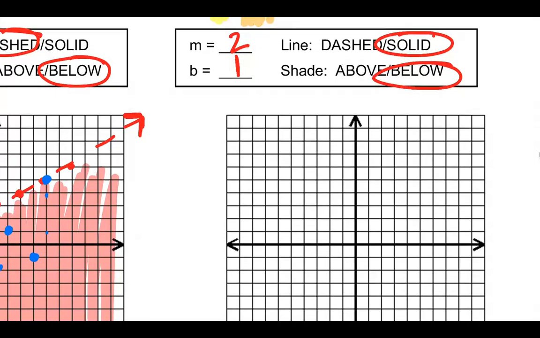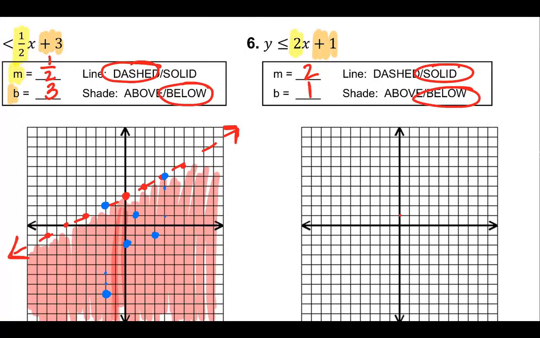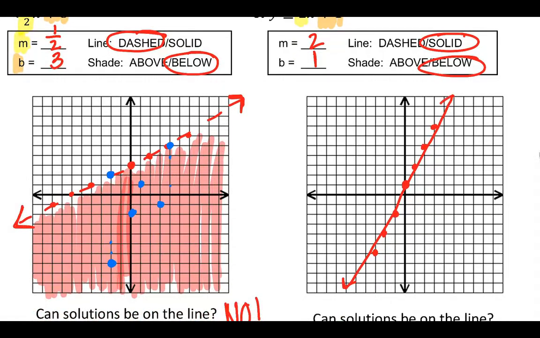So let's get to graphing this guy. I start at positive 1, and I'm going up 2 over 1. Up 2 over 1, up 2 over 1, or I could go down 2 to the left 1. Solid line, so it's going to be straight all the way through. And then I'm shading below.